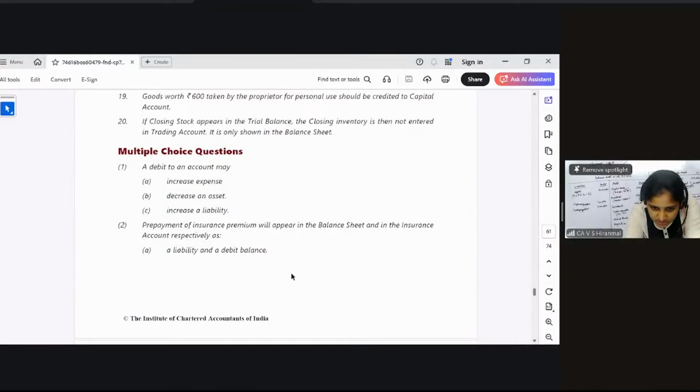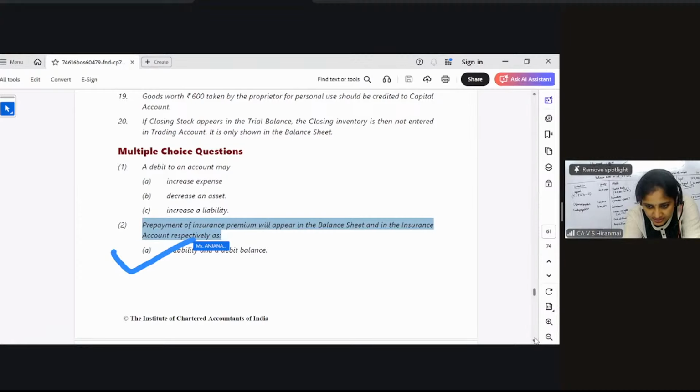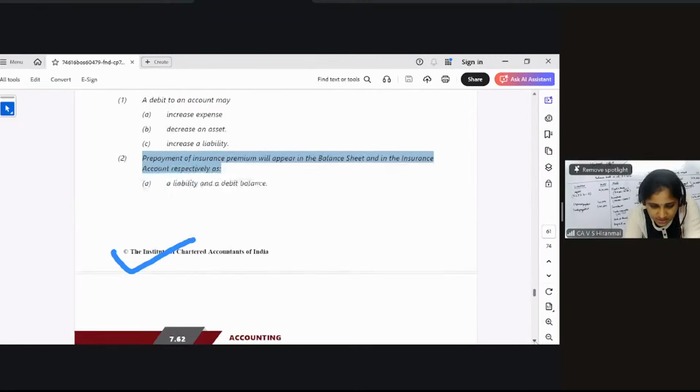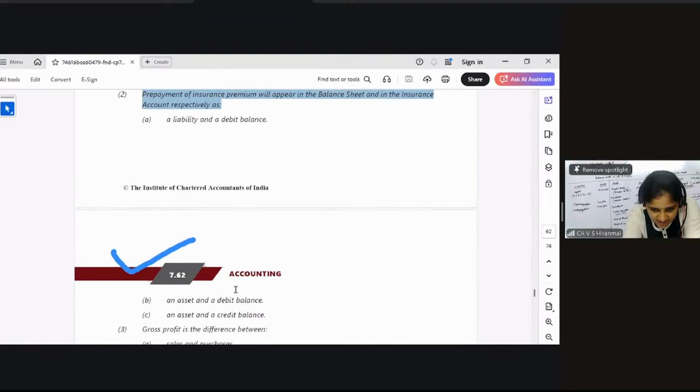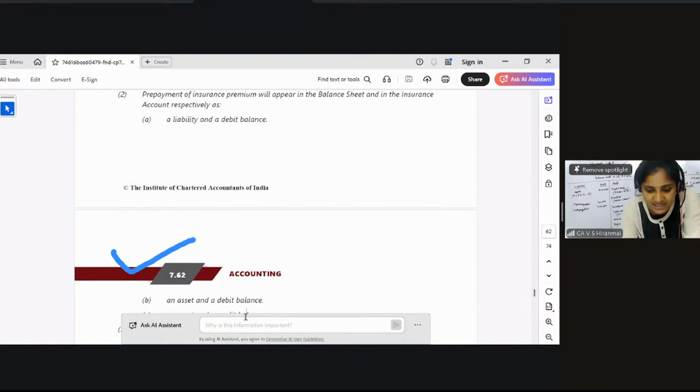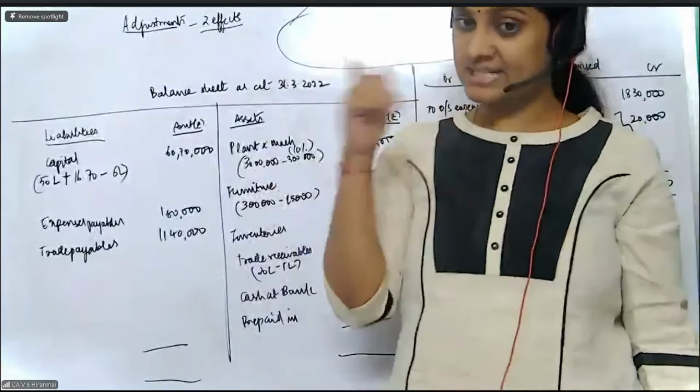Prepayment of insurance premium will appear in the balance sheet and in the insurance account as what? Prepayment is your asset, okay? It is not a liability. Miss Anjana, it's not the liability. It is an asset, because it's a current asset in the balance sheet.